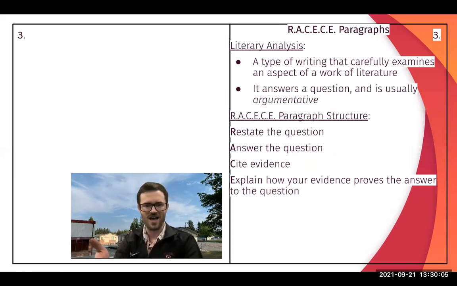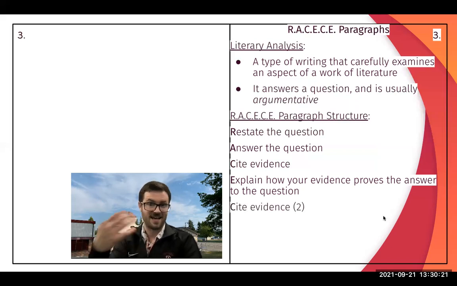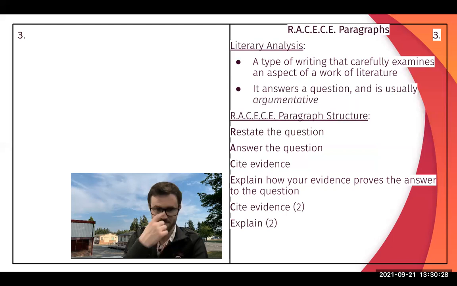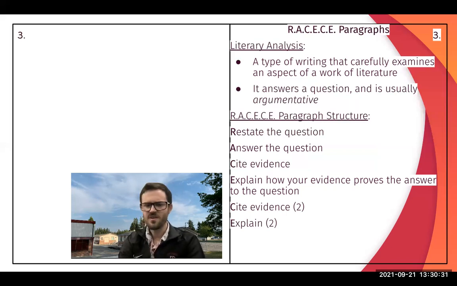And in order to do that, you're going to need to make sure that you can explain. If you can't explain how the evidence proves the answer to the question, it's probably not the right piece of evidence for you, okay? The next CE is predictable. You cite a second piece of evidence, and then you explain how that second piece of evidence also proves the answer to the question.